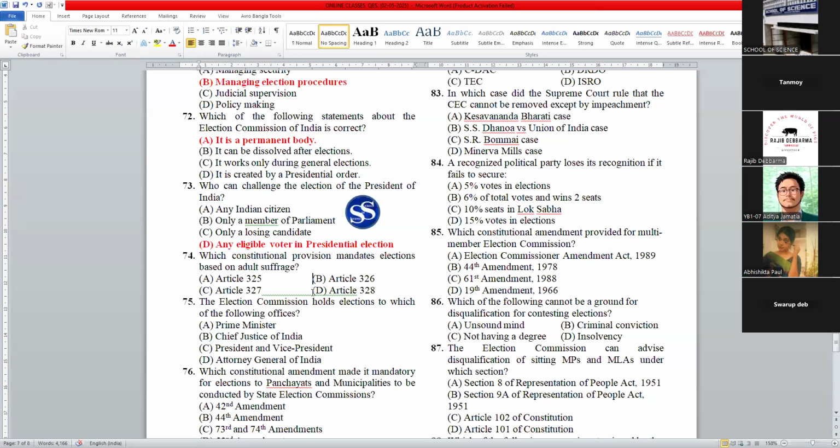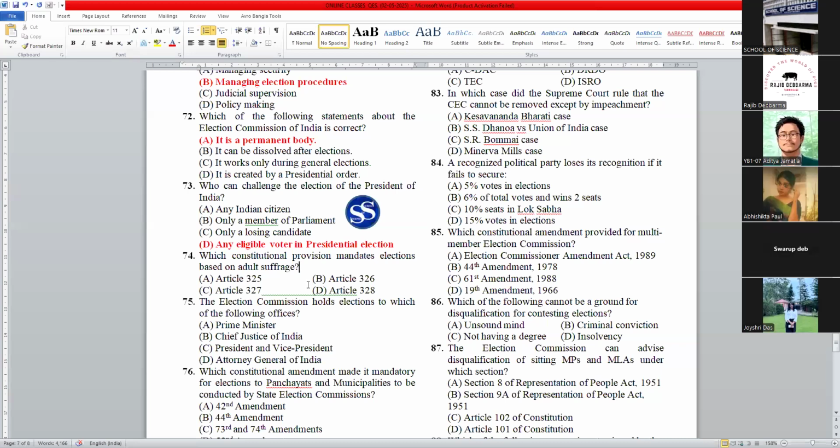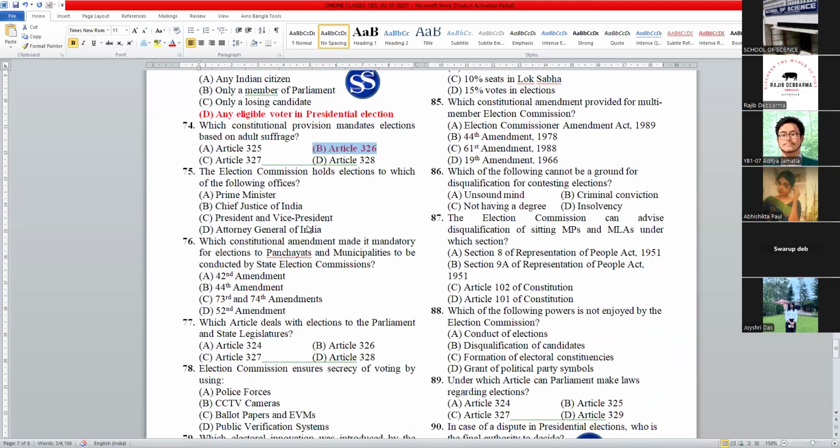Okay, this is again a tough question. Which constitutional provision mandates elections based on adult suffrage? Article 326. Very good. You must be aware of all these articles, sir. Okay, 75. The Election Commission holds elections to which of the following offices?